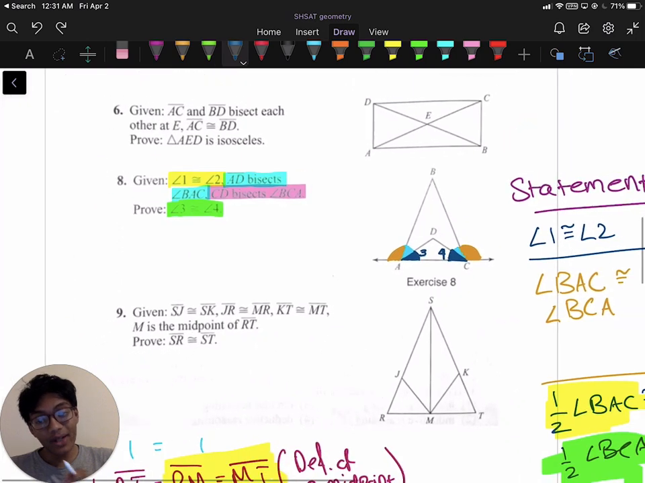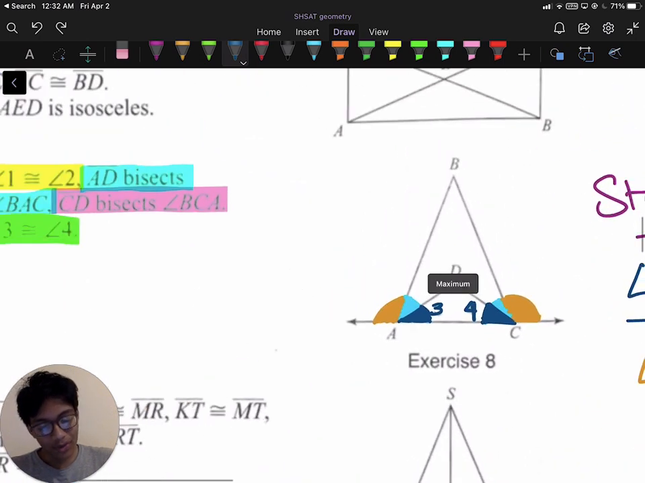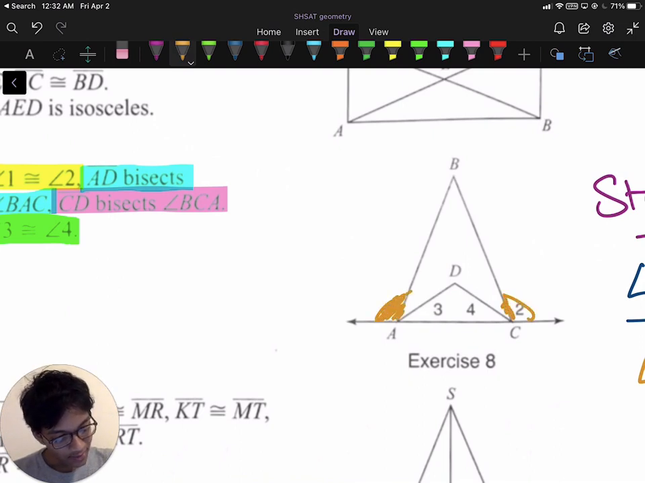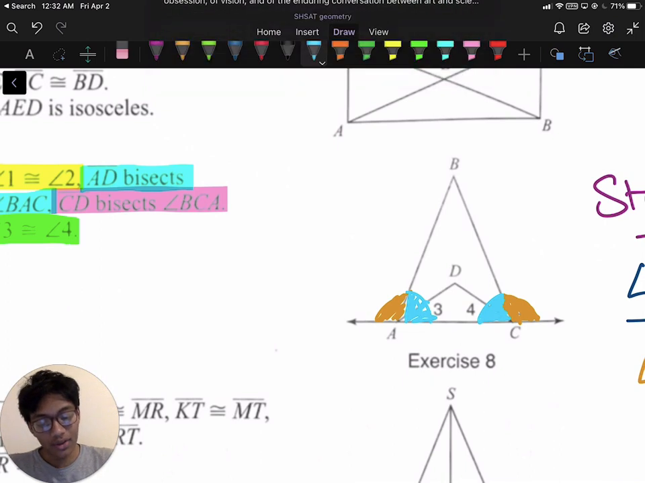So I'm going to leave it up to you to put that in mathematical words. But if you still don't understand what I'm trying to say, let's do it one more time. Angle 1, which is this angle, is congruent to angle 2, which is this angle. Because two angles are congruent, we know that their supplements, this cyan angle and this cyan angle, are also congruent.